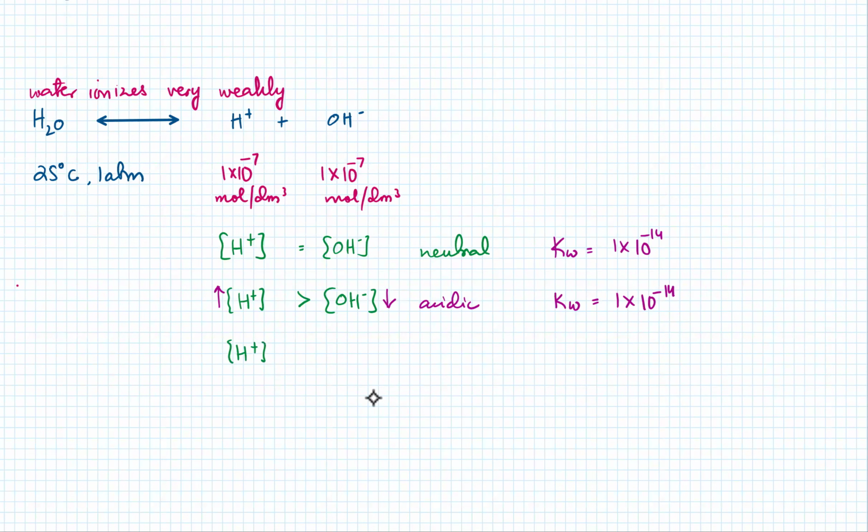Okay, and in an alkaline solution, what happens is that you have fewer H plus ions and the OH ions go up. So the OH ions are going up, and vice versa, the concentration of H plus ions goes down. So that makes the solution alkaline, but the value of Kw still remains 1 times 10 to the power minus 14 mole squared dm to the minus 6. So it comes out to be always the same.